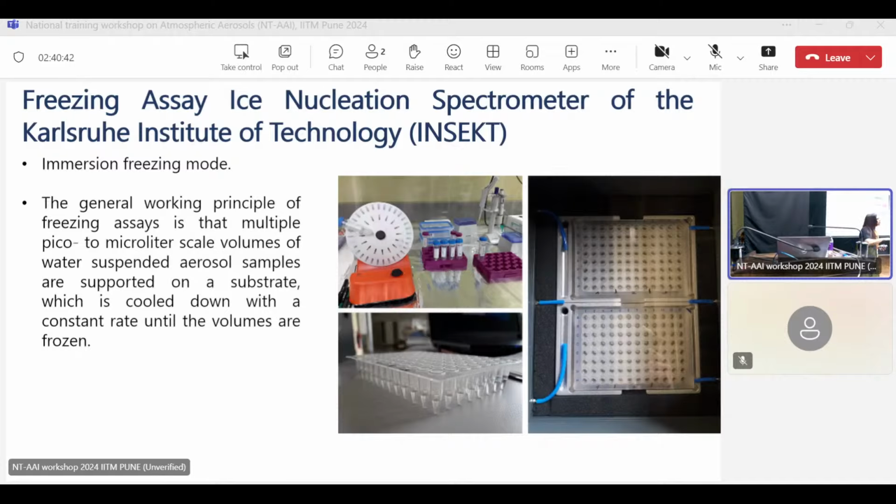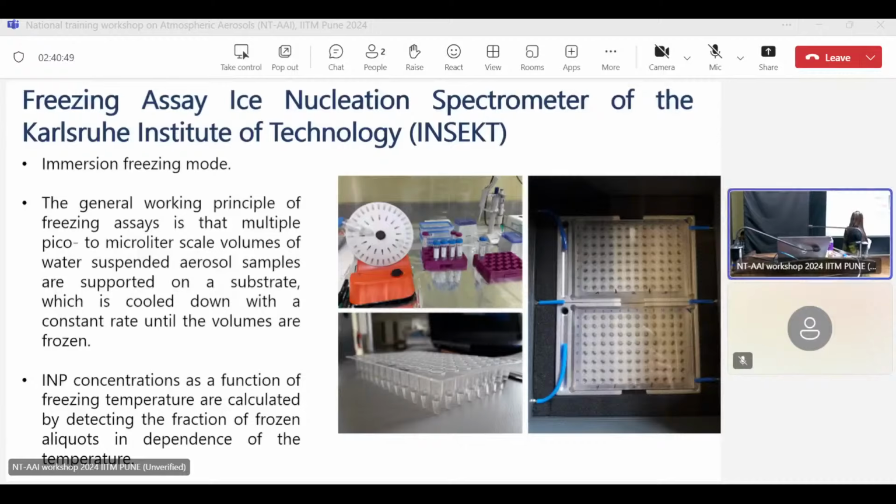And then I will see how the freezing is taking place and I'll calculate the INP concentration using the Wallis formula. So basically, INP concentrations as a function of freezing temperature are calculated by detecting the fraction of frozen aliquots in dependence of the temperature.